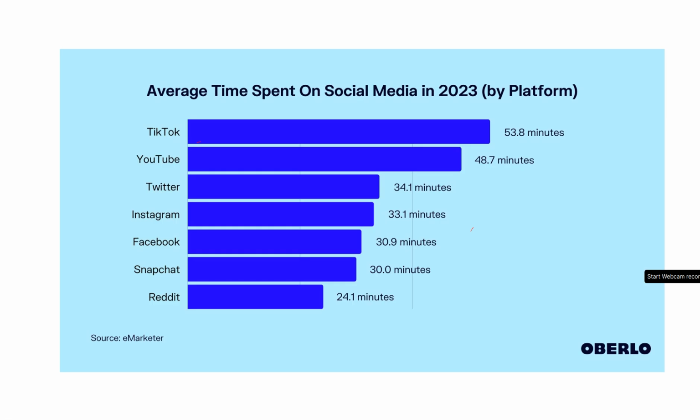a chart in front of you. It says average time spent on social media in 2023 by platform. If you notice, it shows that people spend maximum time on TikTok, which is 53.8 minutes. Next is YouTube, 48.7 minutes. Twitter, 34.1. Instagram is 33.1.